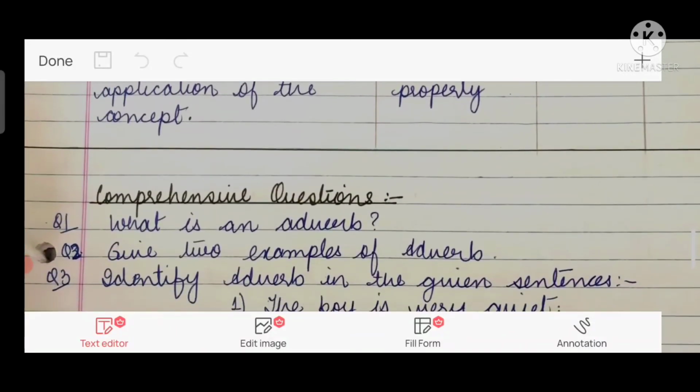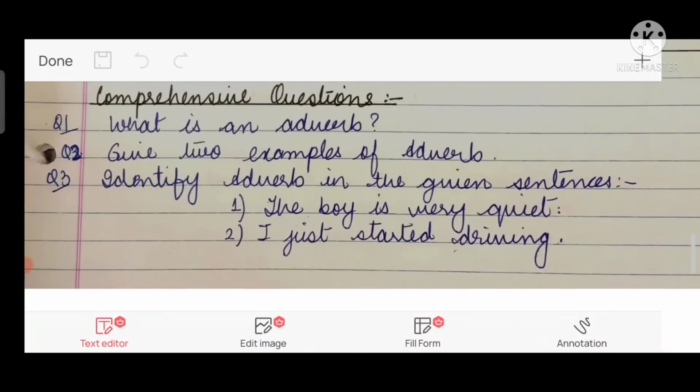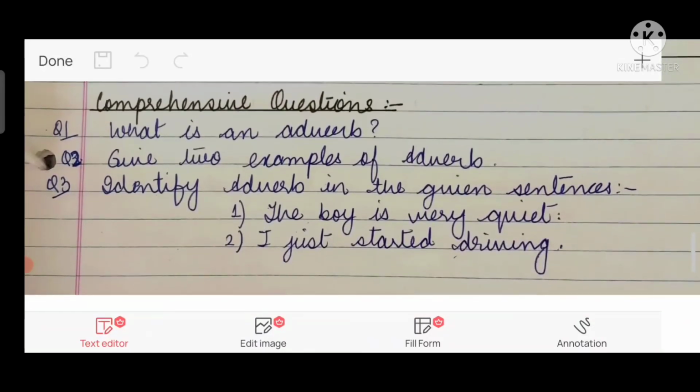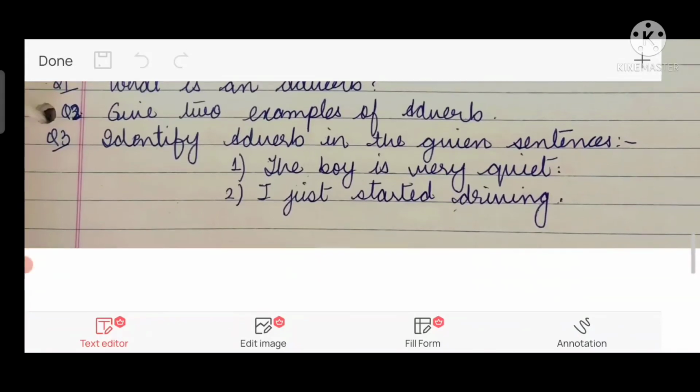After that, we will write comprehensive questions. Here you will ask 3 or 4 questions. Let's see here. What is an adverb? Give 2 examples of adverb. Identify adverb in the given sentences. The boy is very quiet. I just started driving.